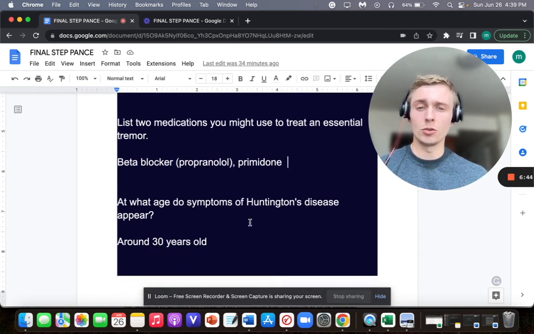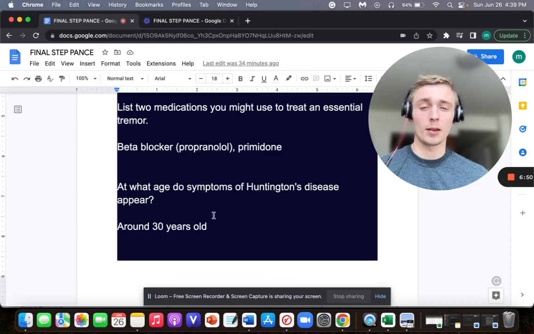At what age do Huntington's disease symptoms appear? So that's going to be around 30 years old. And remember, this is that autosomal dominant condition with the chorea, and that's Huntington's disease, around 30 years old.